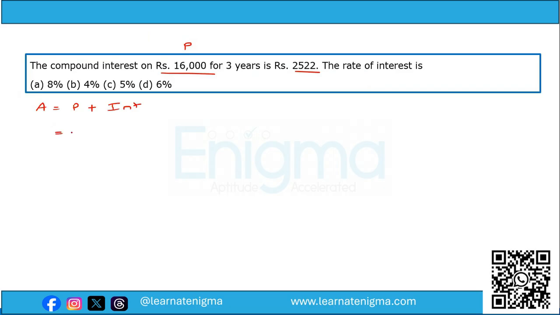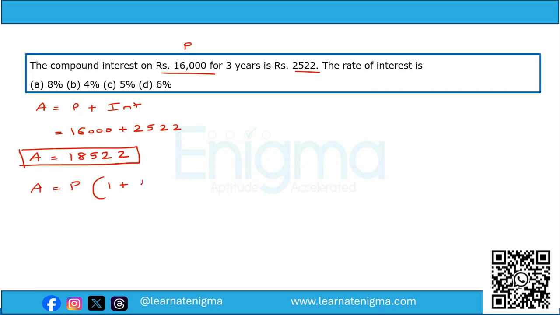So, therefore, amount will be 16,000 plus 2522. So, amount comes out to be 18,522. Now, the formula for amount is principal into 1 plus r by 100 raised to 3. So now let's substitute the values.